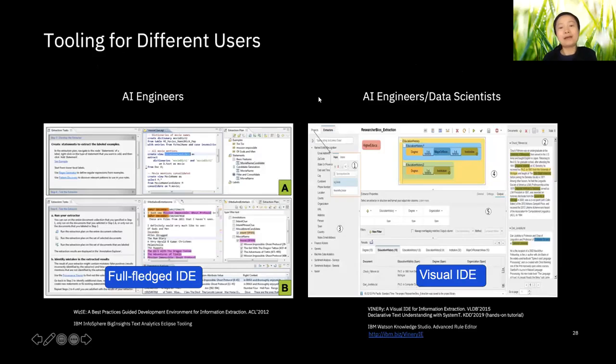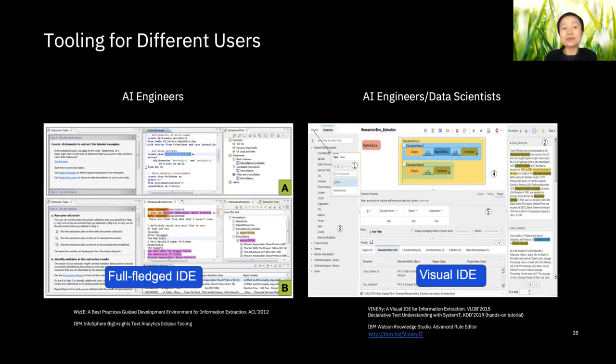So I have talked about all these abstractions, languages, and so on. But think about people like you, right? Maybe you don't necessarily want to learn a new language. You are comfortable with Python. You want to do something for your task, but you want to learn as little as possible, right? So depending on the specific scenario, we build tooling for different users.